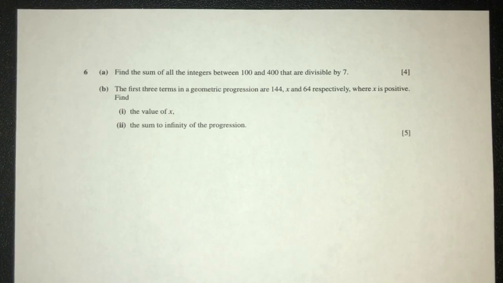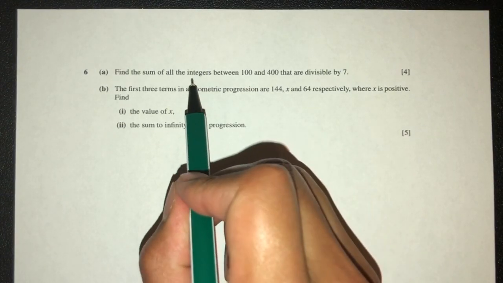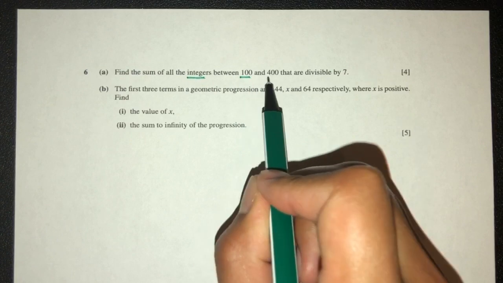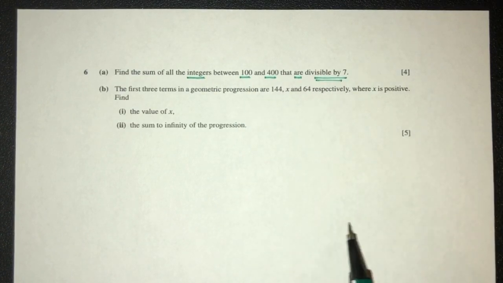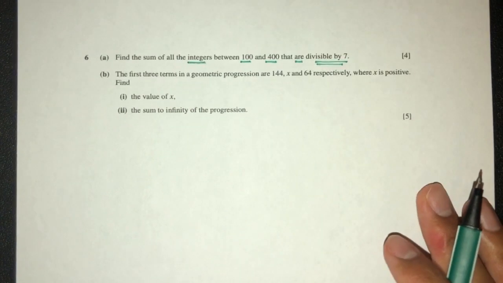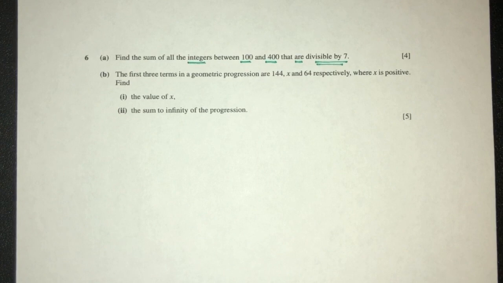Okay, so let's move on to the next question. Find the sum of all the integers between 100 and 400 that are divisible by 7. Okay, so one by one. How can we find this? Pretty interesting question. For example, what are the integers between 100 and 400?